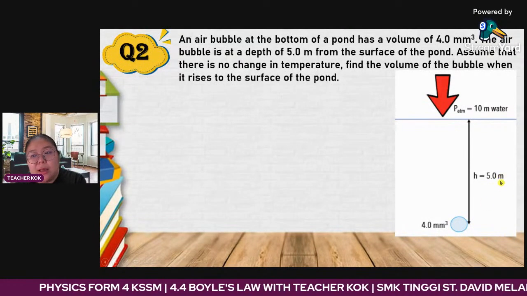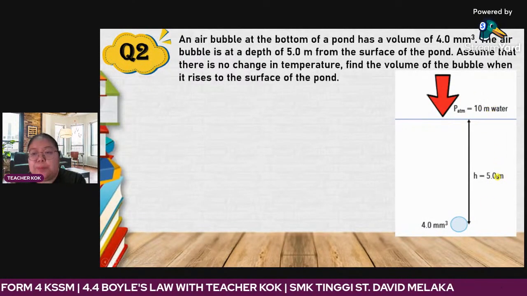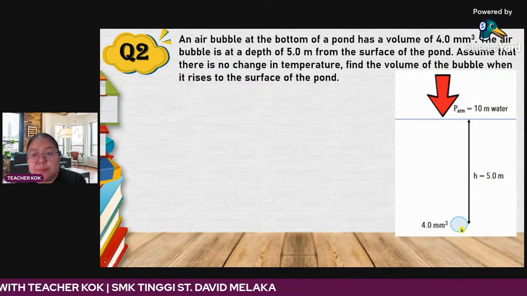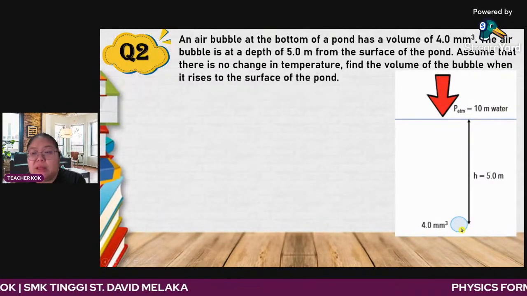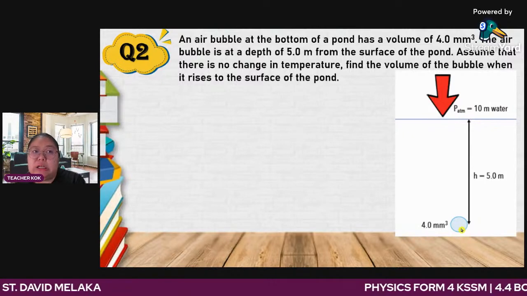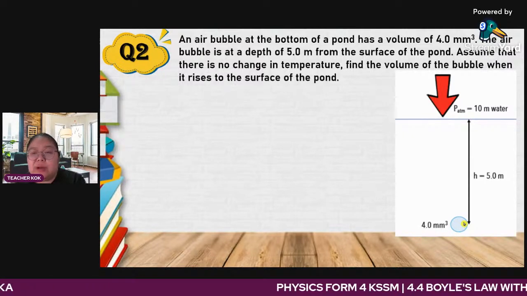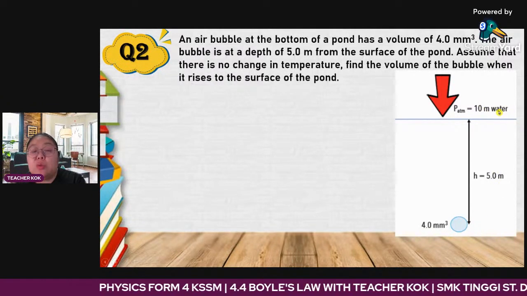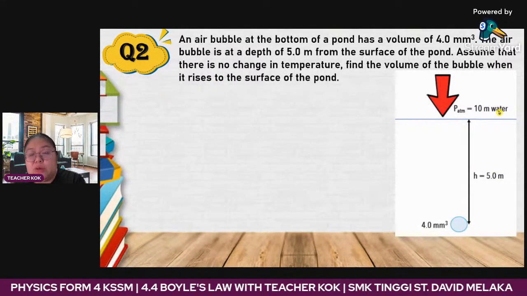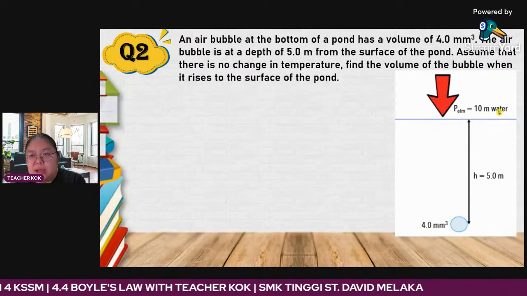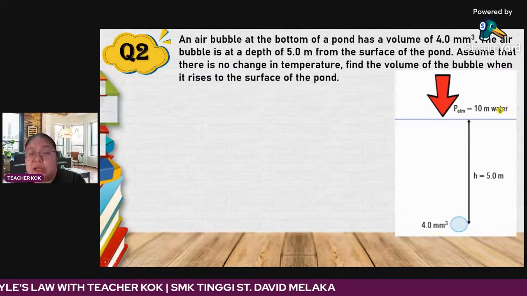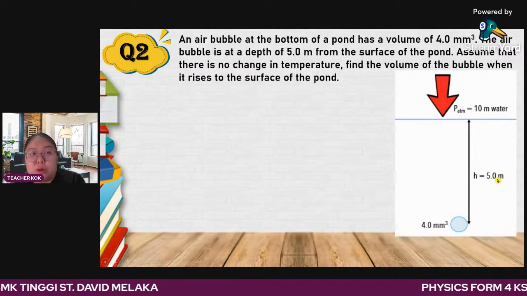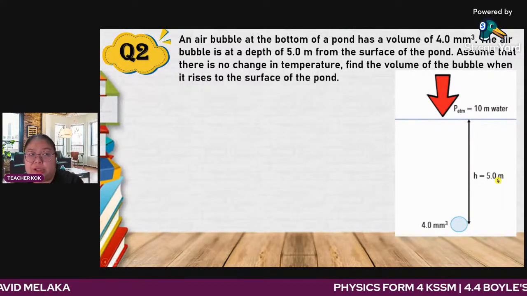You need to add. 10 meter water plus 5 meter. So the total pressure acting on the bubble now is 15 meter water. From here we never count in Pascal. We just use the unit meter water. You can use this unit for pressure in the calculation. So we just say 10 meter water or 15 meter water. That is the unit for pressure now.